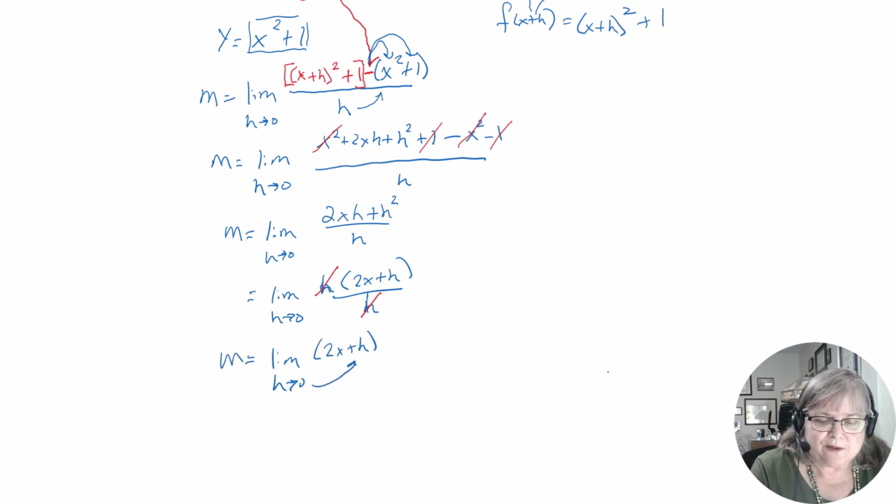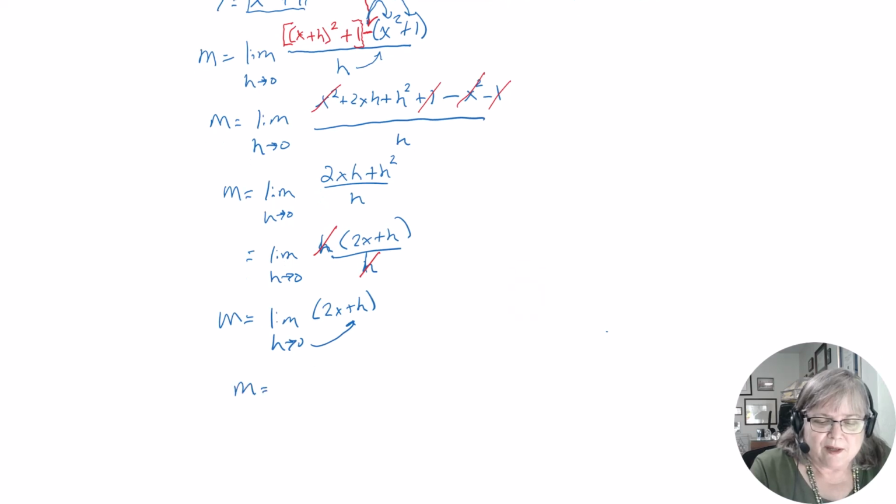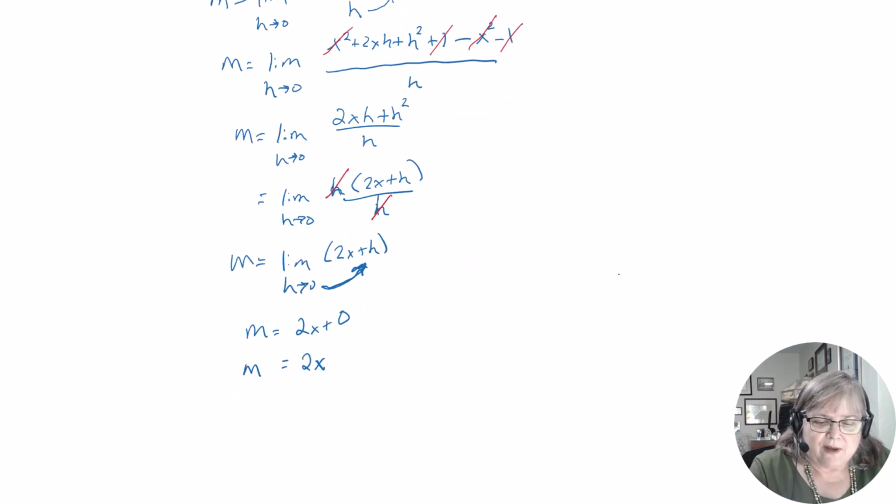And now we can substitute in h is 0, so m is the limit as h goes to 0. If you go ahead and substitute this in, you'd have 2x plus 0, so this is 2x. Now, what that says is whatever slope you have for whatever point you want, you can just calculate it. So if x is 2, the slope is 2 times 2, which is 4. If x is 3, the slope is 2 times 3, which is 6. If x is negative 1, the slope is 2 times negative 1, which is negative 2.